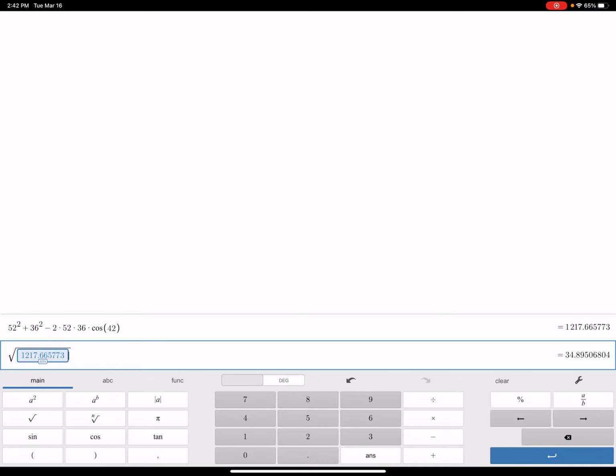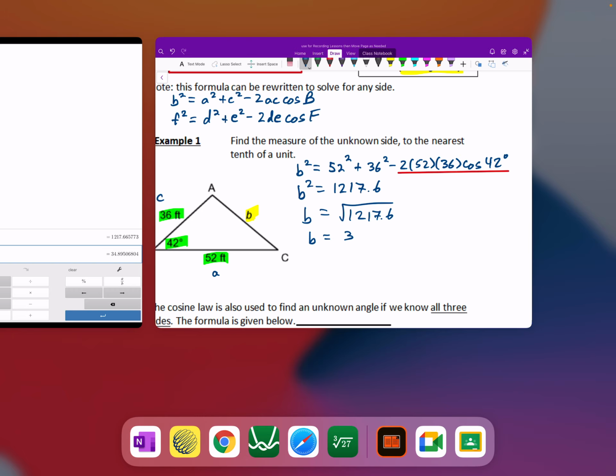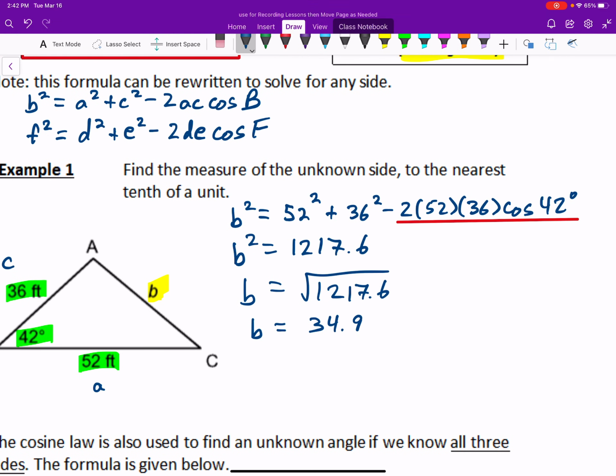I just grabbed it from above, and I got 34.9 if I go to one decimal place, which is a tenth of a unit. 34.9. Units are feet because that is what was given for the other sides, and that's my answer.